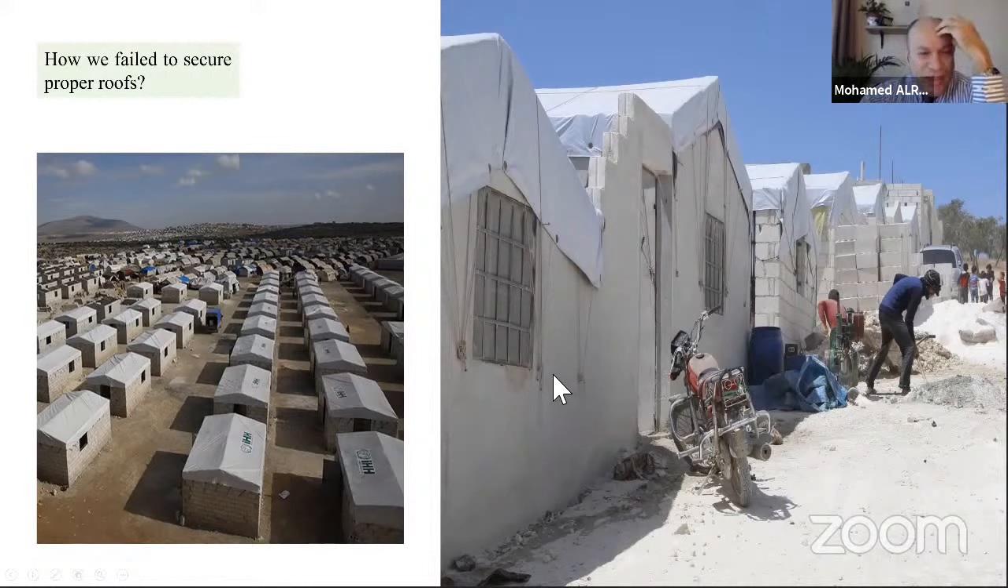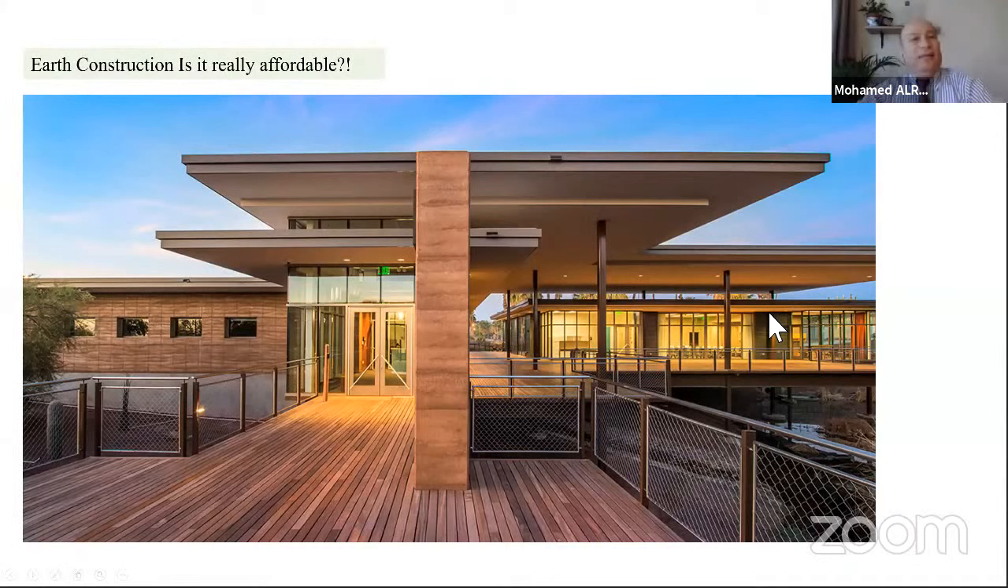These images show a camp for Syrian refugees in the southeast part of Turkey. They constructed the shelters with concrete blocks, and they didn't find an appropriate material for the roofing. They used tents. This makes me ask a question: is it an affordable earth construction? Is it really an affordable technique?